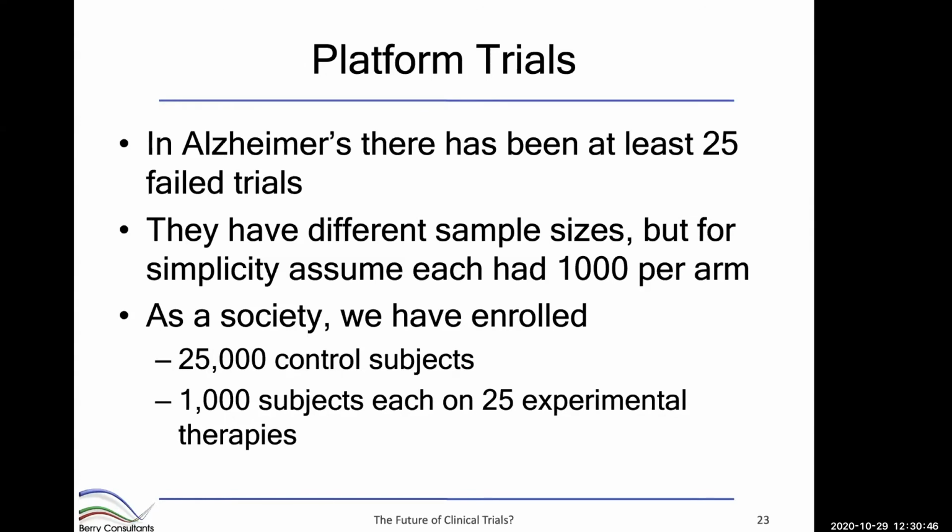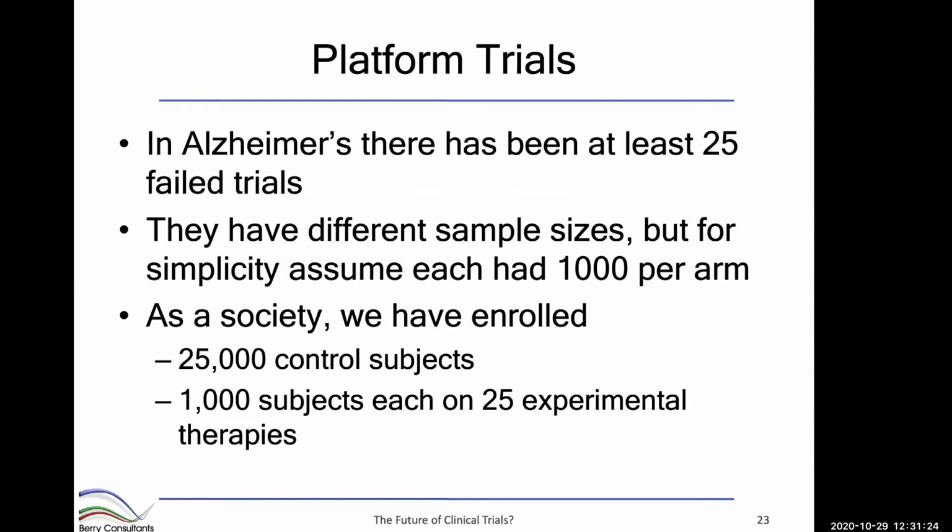Let me move on to platform trials. I'm building here. Platform trials are certainly going to use these early stopping ideas. In Alzheimer's, so let's kind of think of the society problem. There's been at least 25 major failed trials. If you really look, there's probably 100, maybe 200 failed trials now in Alzheimer's, but they're not all huge. They all have different sample sizes. Some are bigger, some are smaller. For simplicity, let's just assume that each of them had 1,000 per arm.